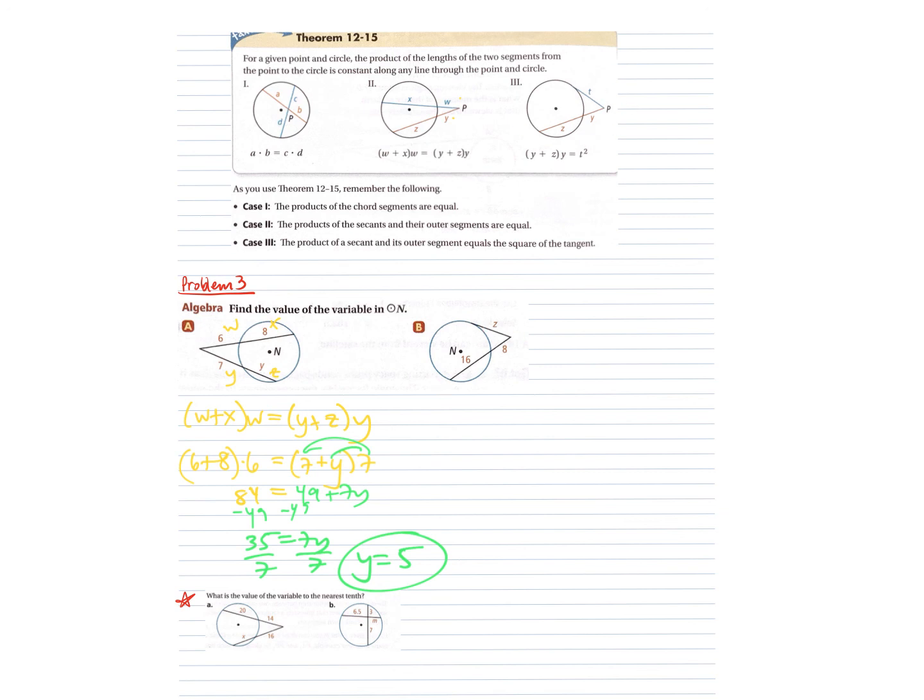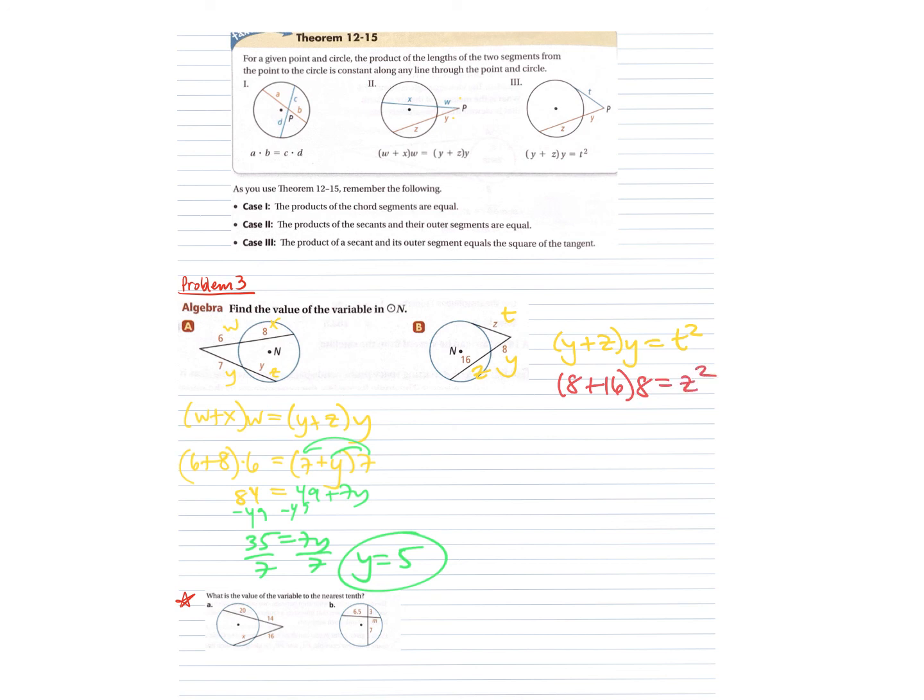Okay, so this is a tangent and a secant, so that's going to be this one here. This is going to be my z, this is going to be my y, and this is going to be my t. So let's write this down: y plus z times y equals t squared. And then plug in. My y is 8, my z is 16, my y is 8, and my t is z.